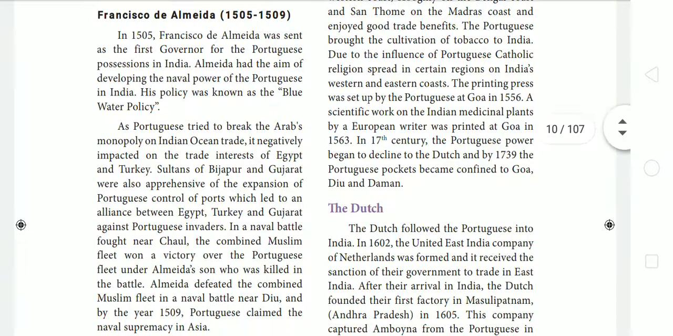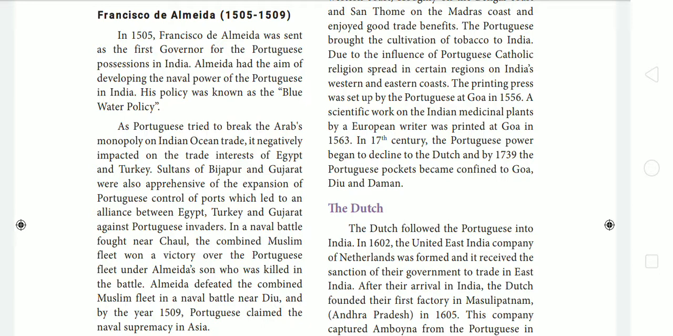Next one, Francisco de Almeida. In 1505, Francisco de Almeida was sent as the first governor for the Portuguese possessions in India. The Portuguese had set up their trading posts in Cochin, Calicut and Kannanur. Then after that, in 1505, Francisco de Almeida was sent by the Portuguese as the first governor of the Portuguese East India Company.